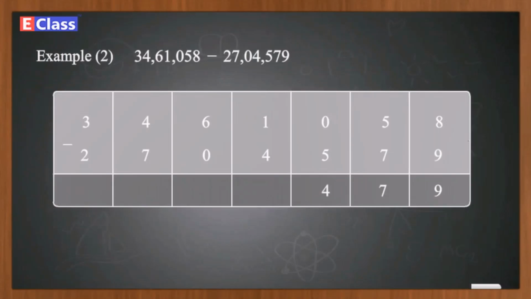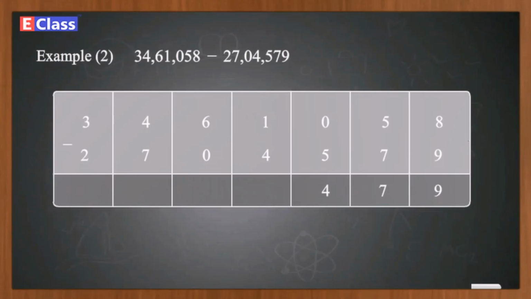Now we subtract the thousands place. But from the thousands place, we have already borrowed 1000 for the hundreds place. Therefore, 0 thousands remain there. We cannot subtract 4 thousands from this 0 thousands. Therefore, we shall borrow 1 10,000 from 6 10,000s of the 10,000s place.